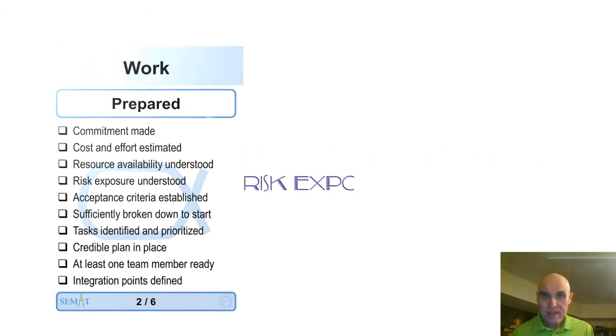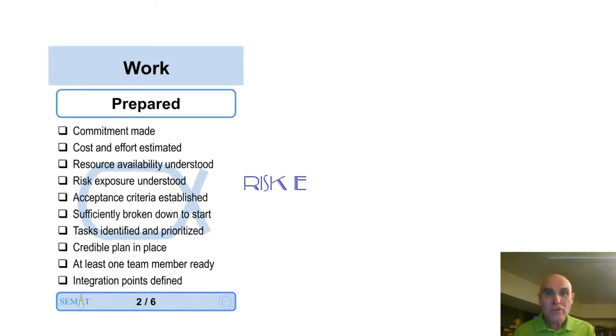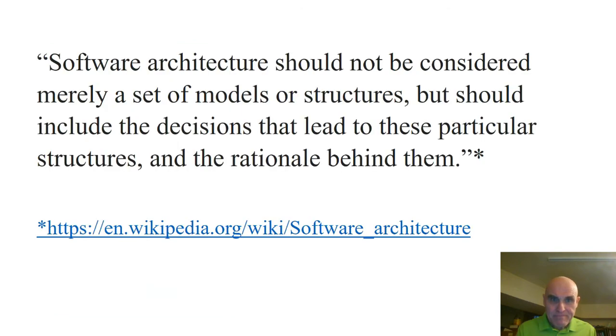Now, at this point, some of you may be wondering, wait a minute, I thought this was about software modeling and architecture. What does this have to do with architecture? Well, I found another really great quote that can help answer that. Software architecture should not be considered merely a set of models and structures, but should include the decisions that lead to these particular structures and the rationale behind them.